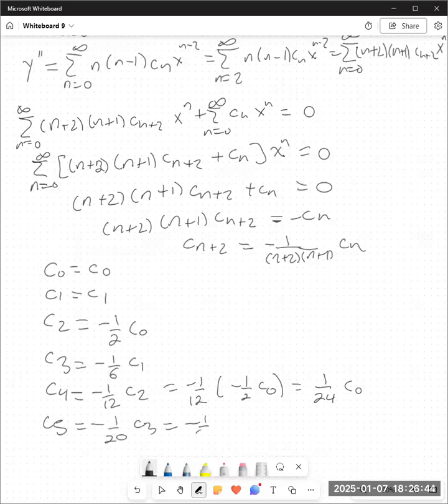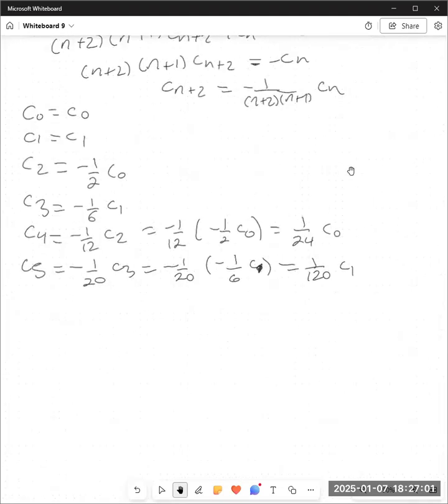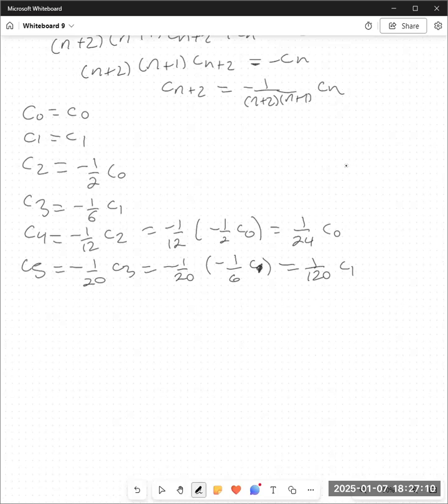C3 is -1/6, C4 is 1/24... C0, sorry, C1 is 1/120 C1. That's enough for me to figure out what's going on here. So the C0s are all of the even powers and the even factorials here.